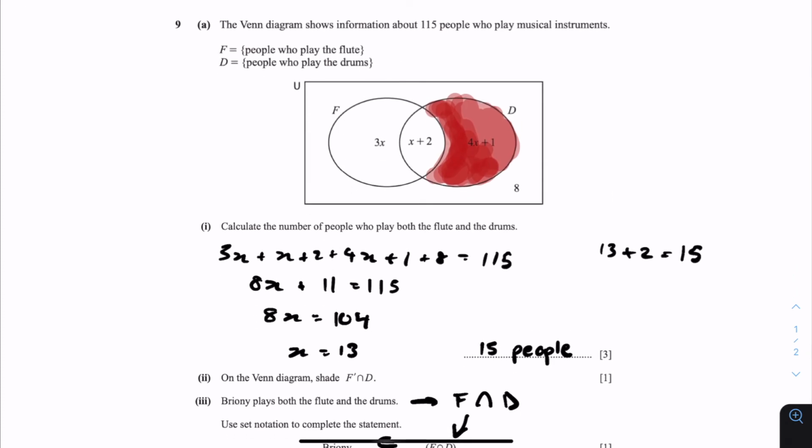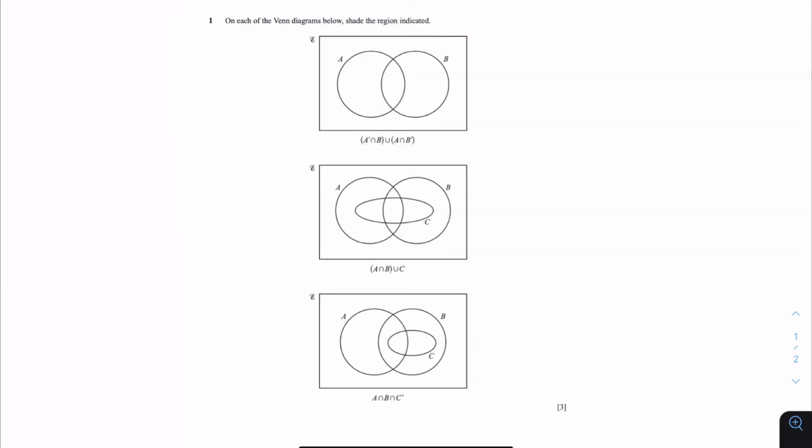Okay, so let's just do one more after this. For our final question, I've taken one from an ad math paper. However, in ad math, they don't really focus too much on sets, so the question isn't exactly very hard. It's one of the easier ones. So I think even if you're in CIM, it's worth going over this. It says on each of the Venn diagrams below, shade the region indicated.